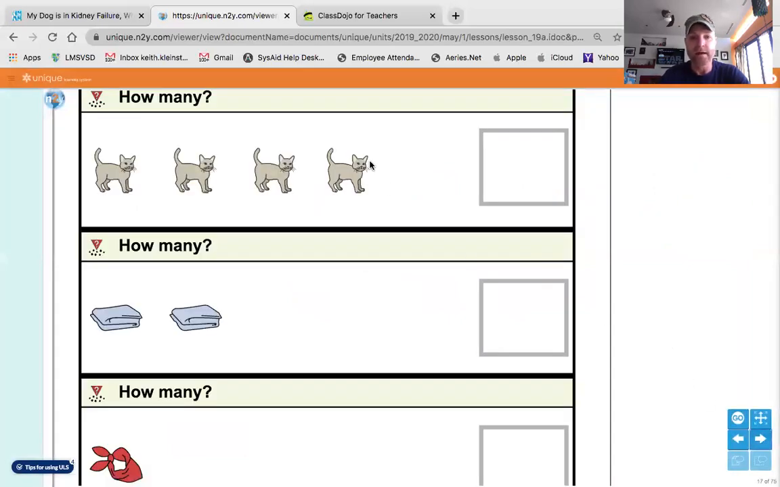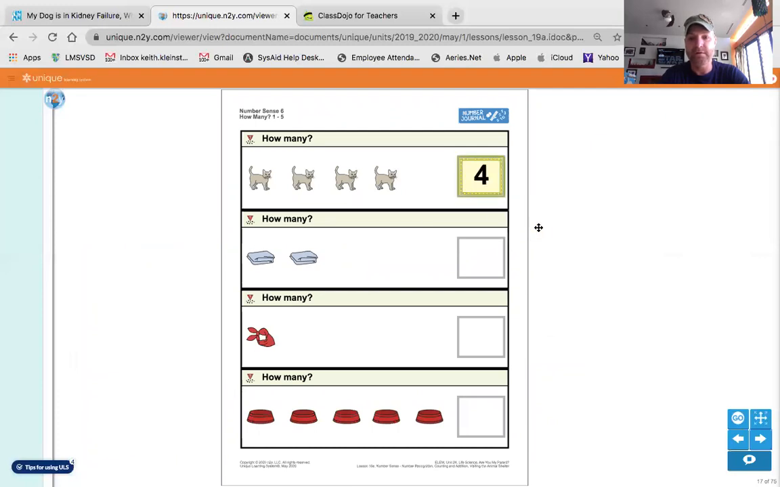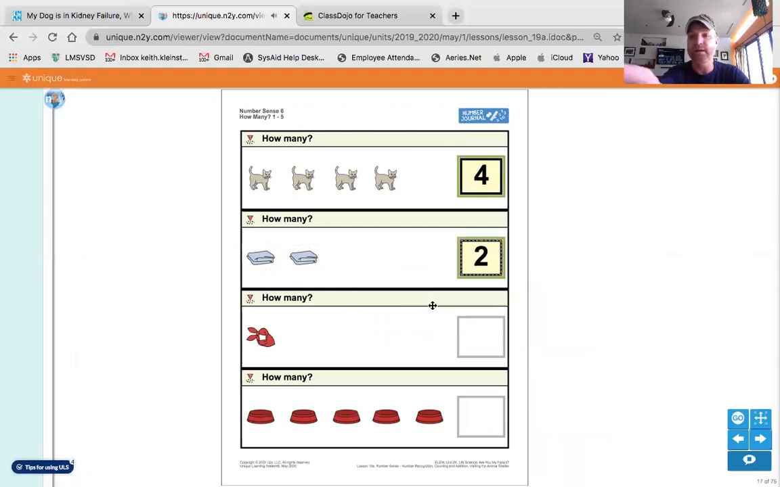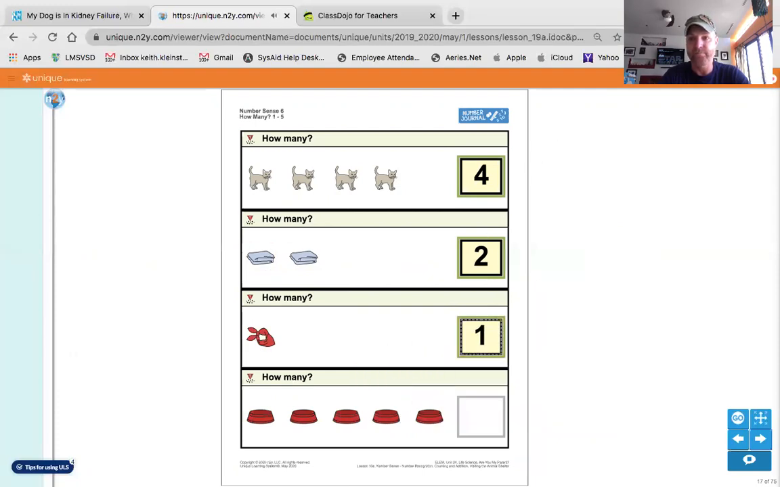Okay, how many? Let's see. 1, 2, 3, 4. So we have to find 4. There it is. 4. How many? 1, 2. Gotta find 2. There it is. Again, when I'm doing this, you can just have your child point to the screen.